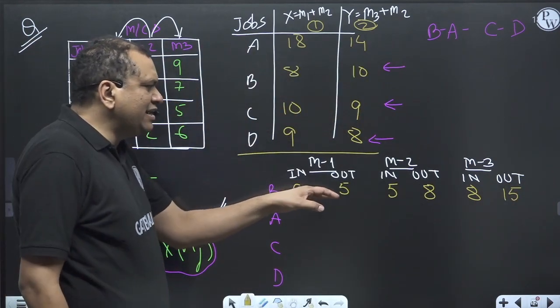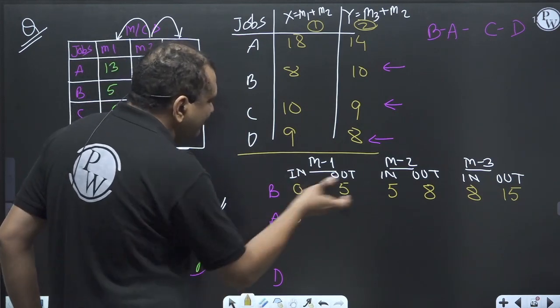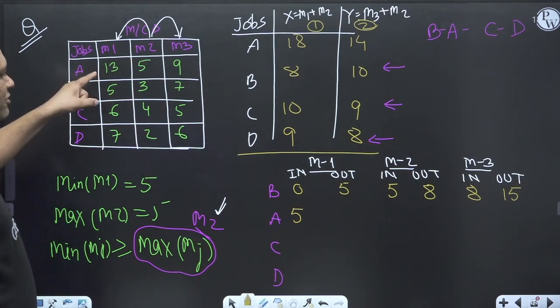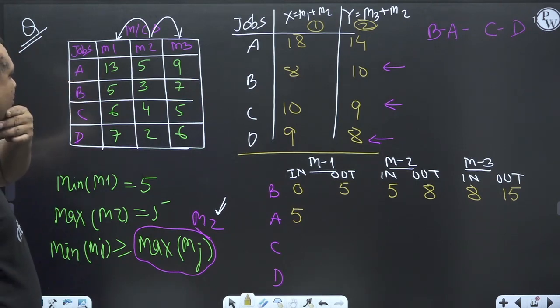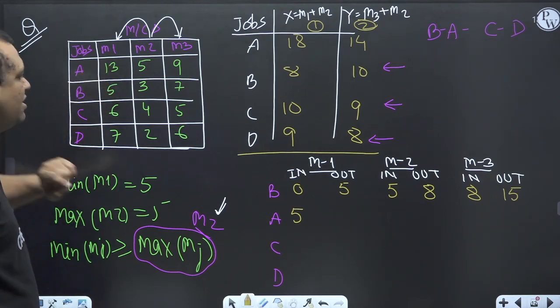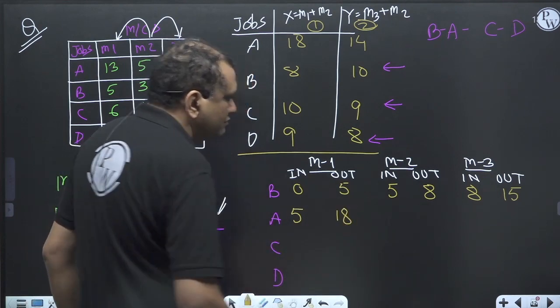Machine 1 is idle after 5 minutes. So after 5 minutes, job A will enter into machine 1, and machine 1 consumes 13 unit time. So 13 plus 5 is 18.